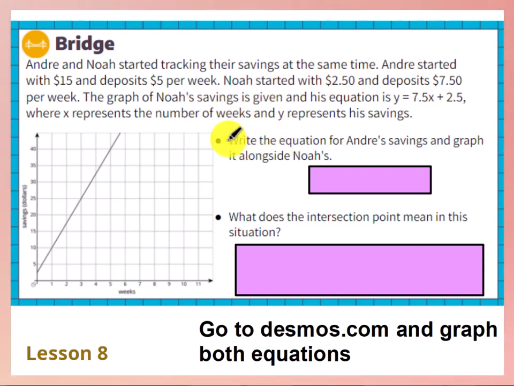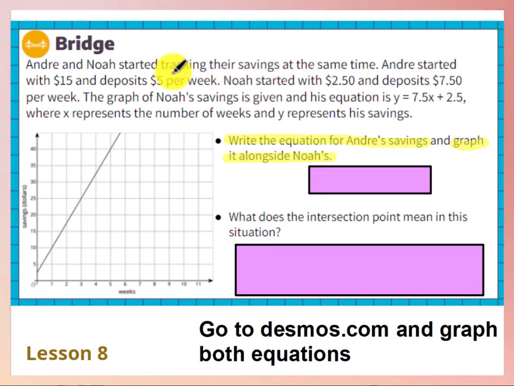We're going to write an equation for Andre's savings. I guess I could interpret that as equation and graph it alongside Noah's. So what we need to do is highlight what the problem's giving us.